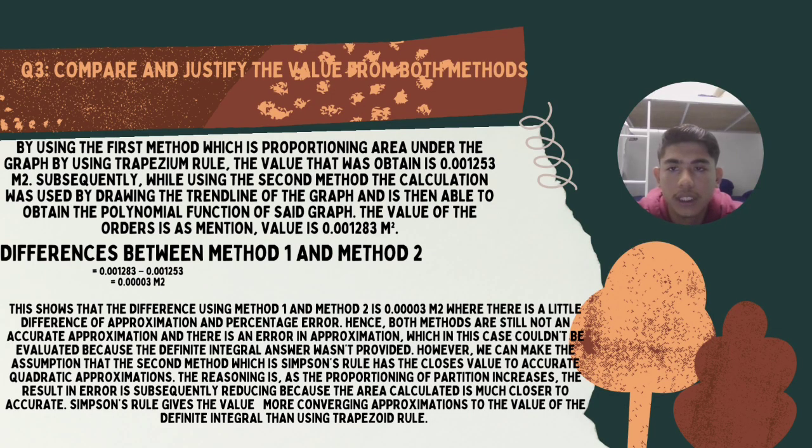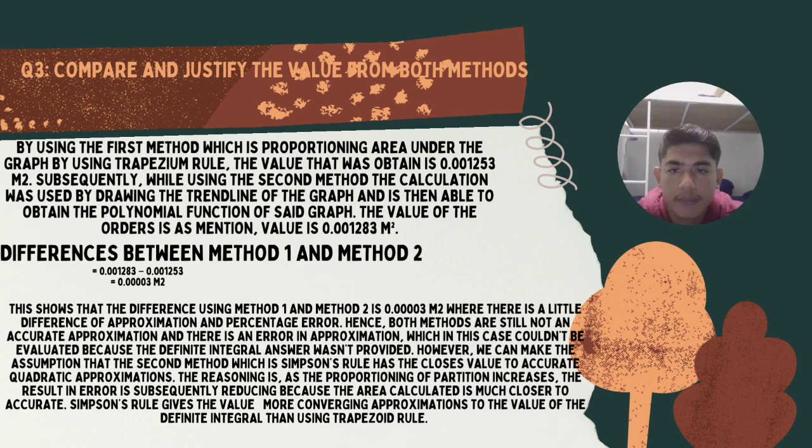Okay, our third question: compare and justify the value from both methods. By using the first method, which is proportioning the area under the graph using the trapezium rule, the value obtained is 0.001253 m2.